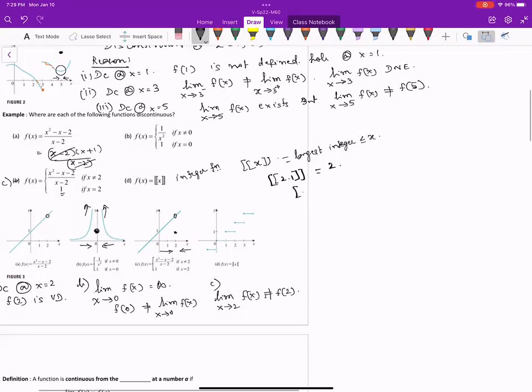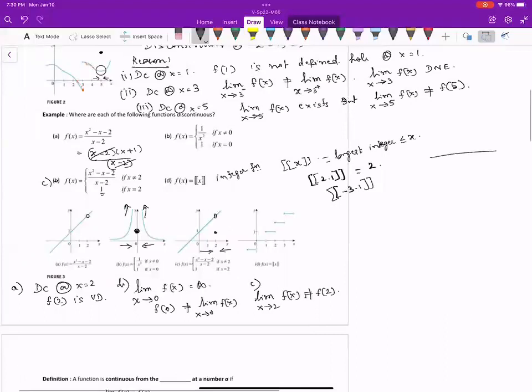Same way, if you take negative 3.1, on the number line, it is negative 1, negative 2, negative 3, let's say this is negative 3.1. What is the largest integer to the left of negative 3.1? That will be negative 4, correct? So this is known as the largest integer function. It is a step function.